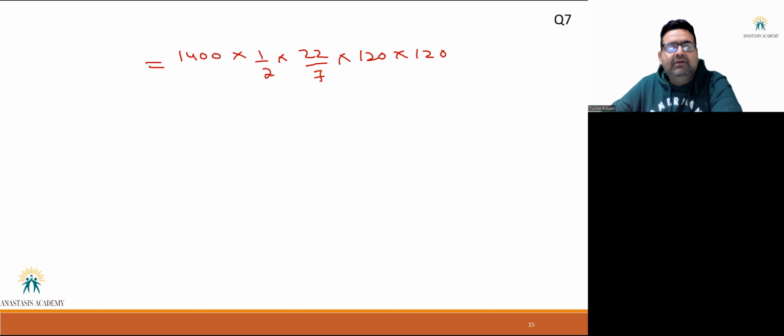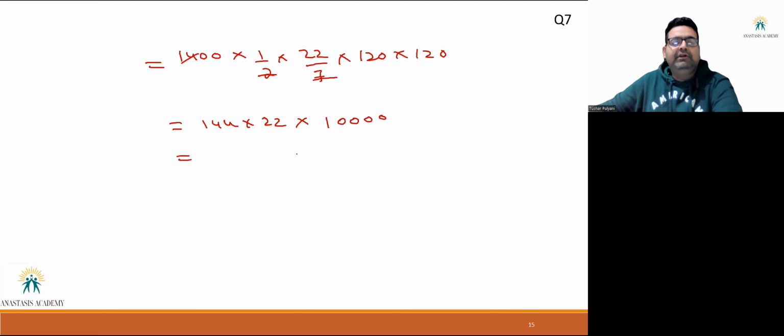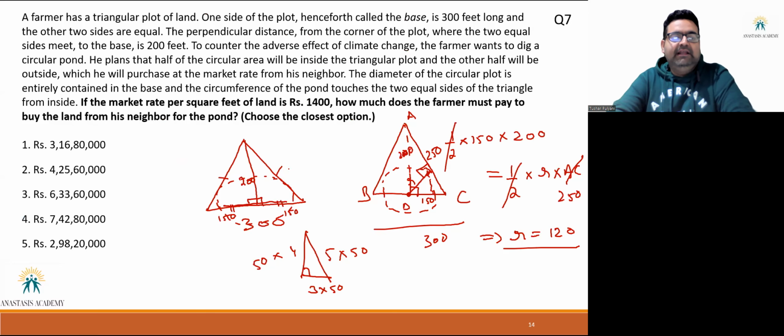This is not very difficult to calculate because 2 into 7 will go with this 14. 12 into 12 is 144. 144 into 22 and 2 zeros and 4 zeros. So 144 into 22, if we calculate, it will come out to be 3168. So my answer is 3168000, 4 times. So it is basically 3 crore 16 lakhs 80,000, which is very much there in our first option.